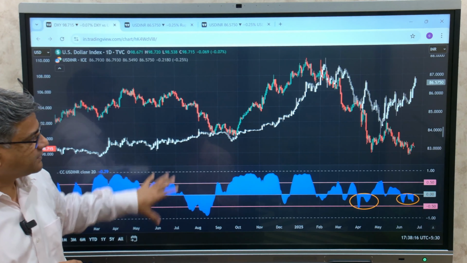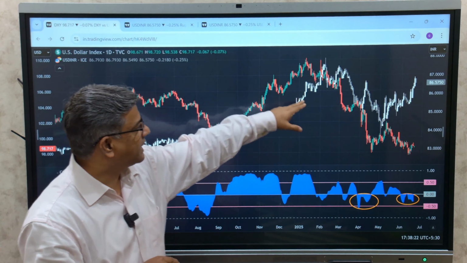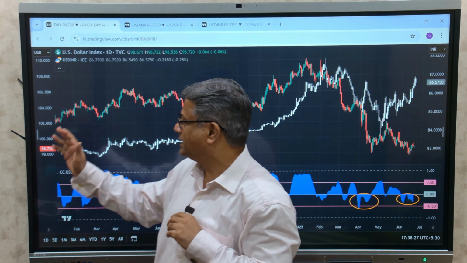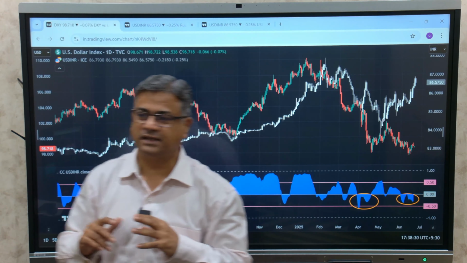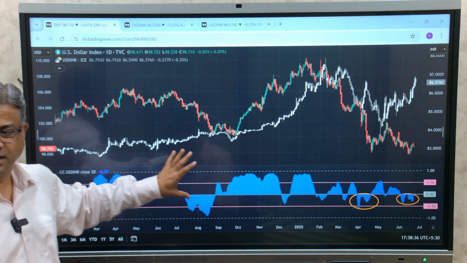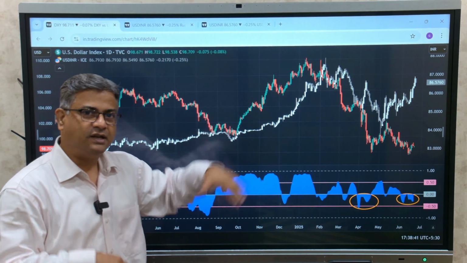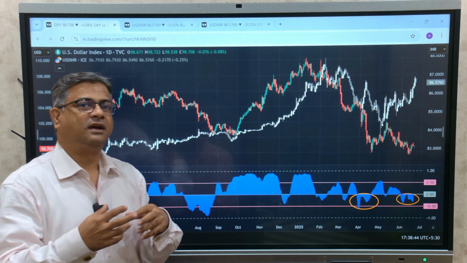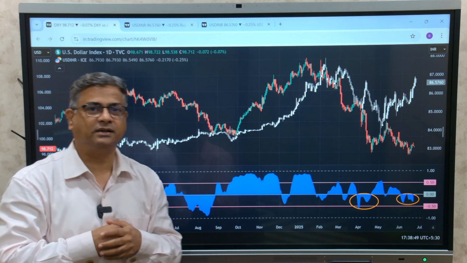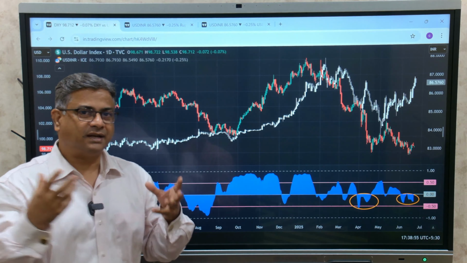If you look at this chart, the dollar INR is scaled on the right y axis, the gray and white candles, and the dollar index is scaled on the left y axis, with the usual red and green candles. Historically, the correlation has been very high, highly positively correlated, which means if the dollar index goes higher, then the dollar INR will also go higher. So the dollar will gain and rupee will be under pressure. That is the normal correlation.